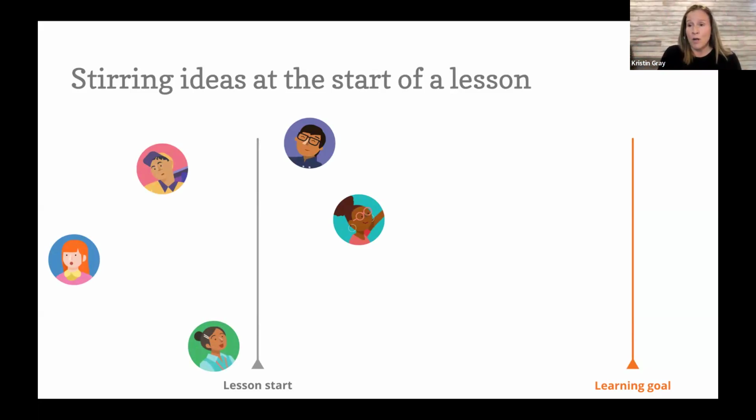And so what we don't want to do is start that lesson ignoring what every student is bringing to that particular lesson. If we just start it and keep pushing students toward that learning goal without acknowledging and building on what they're bringing, then we haven't stirred the ideas of the classroom. And if we tried to start where each individual student is, it becomes even more challenging.